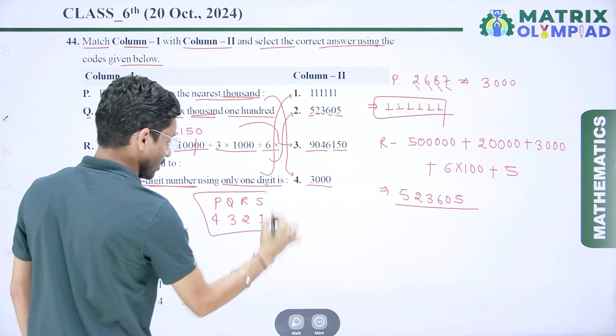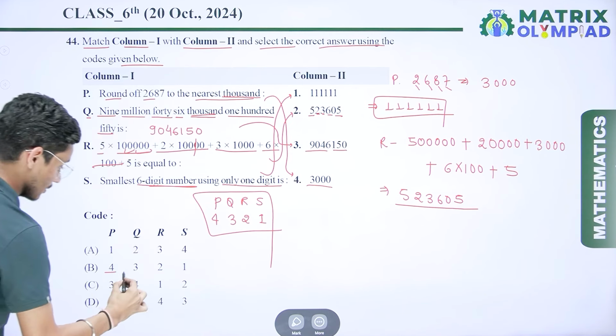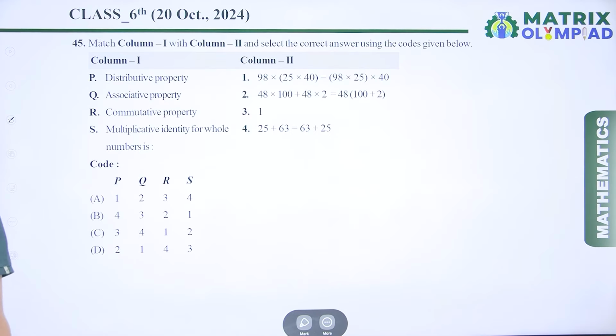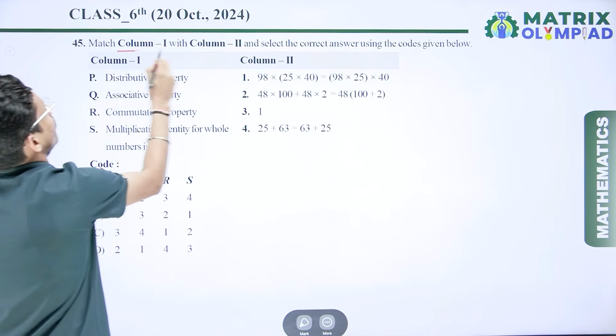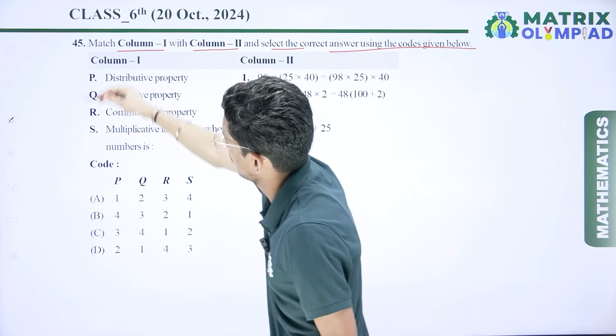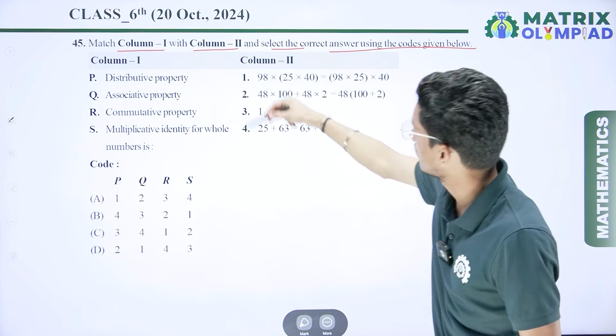So check 4, 3, 2, 1. So here option number B is the correct answer. Now if I talk about the next question, that is match column 1 and column 2 and select the correct answer using the code below. Here we have given column 1, and here we have given column 2.